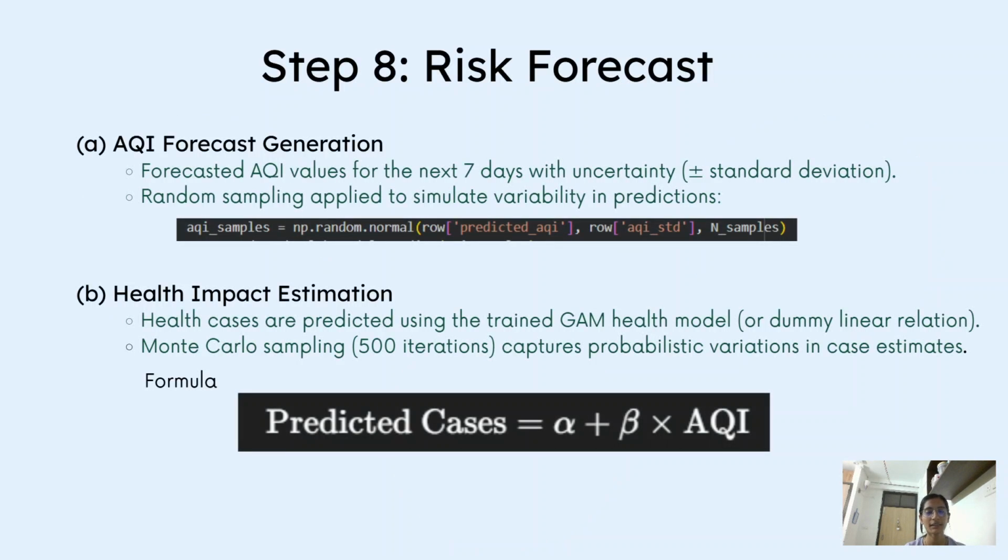In the AQI forecast generation, we generate AQI values for the next 7 days. And in the health impact estimation, health cases are predicted using the trained GAM health model. In this, we use Monte Carlo sampling of 500 iterations, which captures the probabilistic variation in case estimates. Here the formula of the predicted cases is alpha plus beta times AQI.